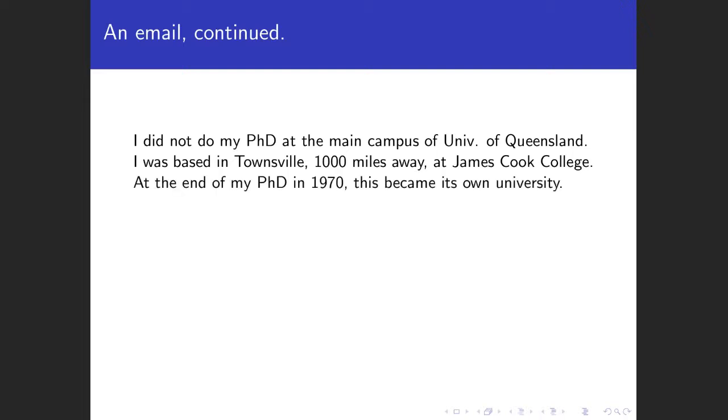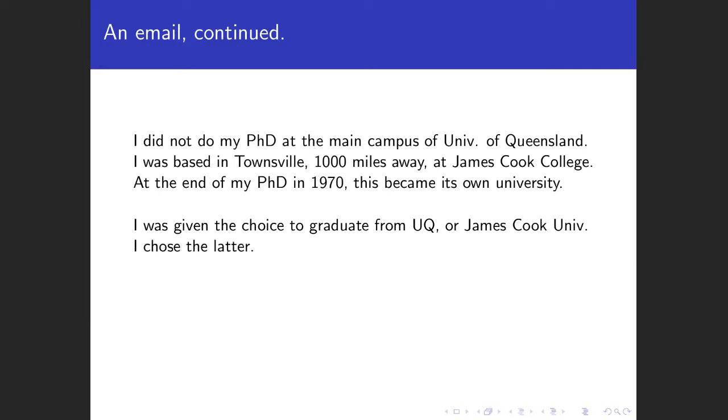In any case, at the end of his PhD, this college that he was based at became its own university. And so B.B. was given the choice: graduate from Queensland or graduate from James Cook University. And he chose the latter. Which means that James Cook University should have the best decision.